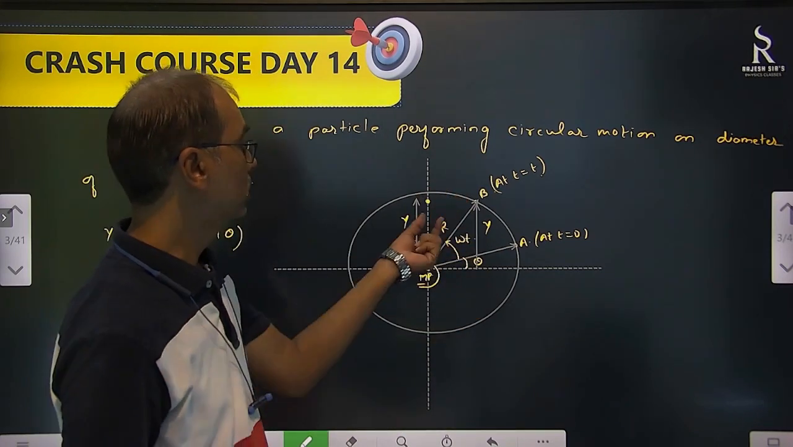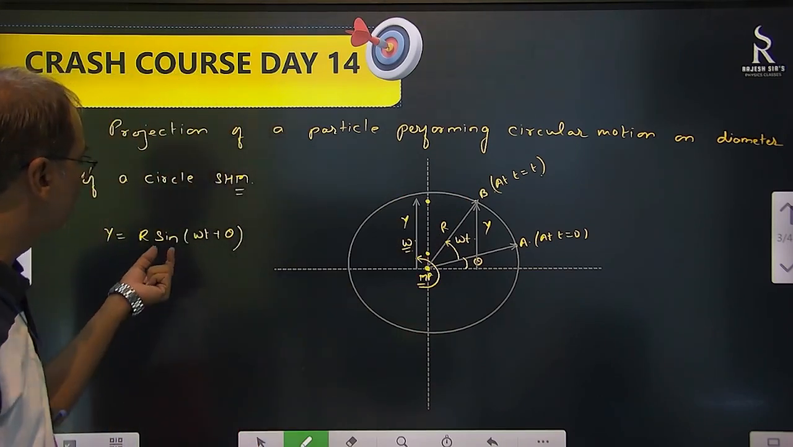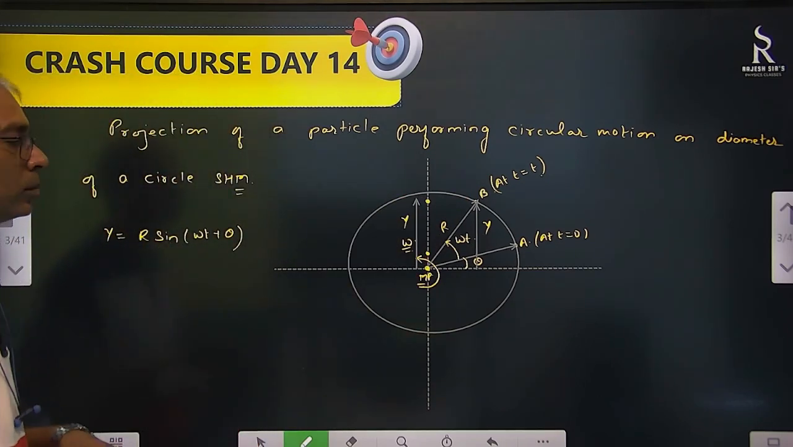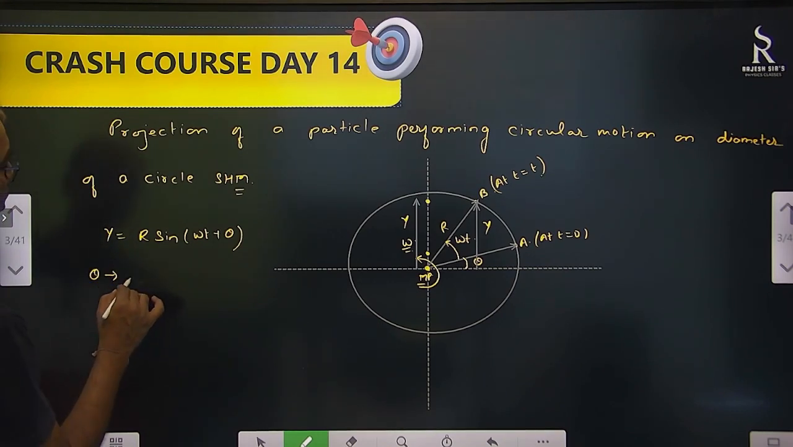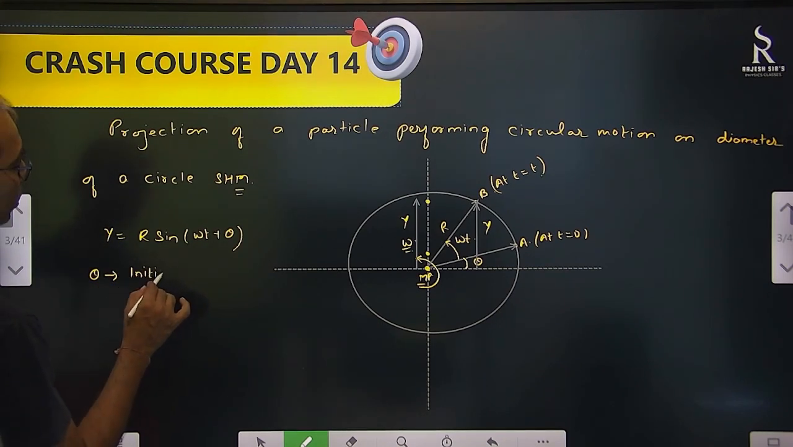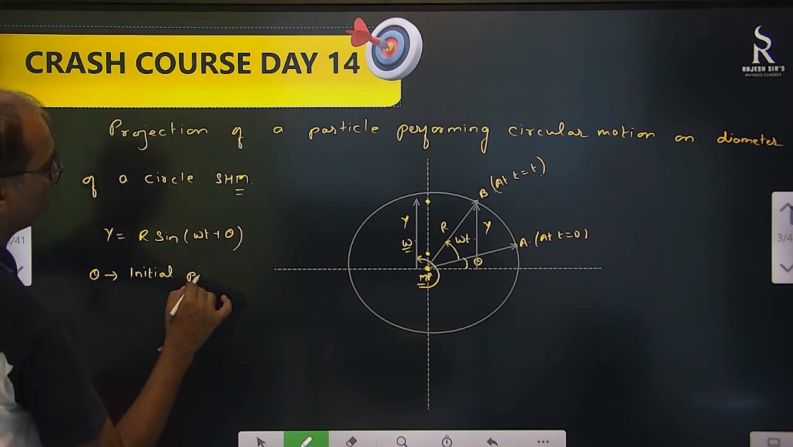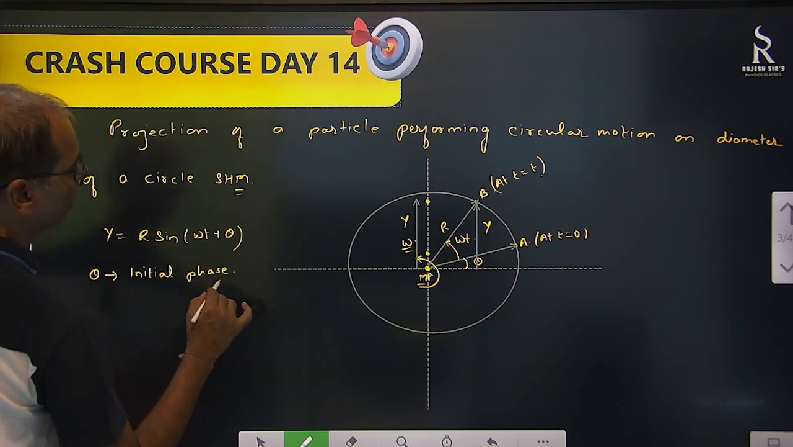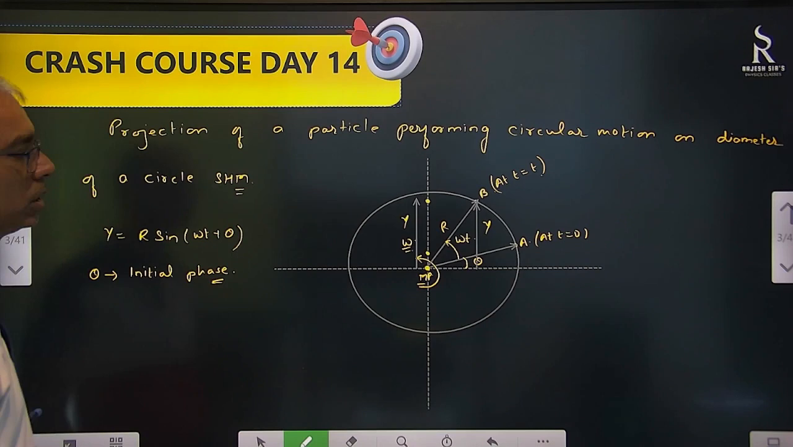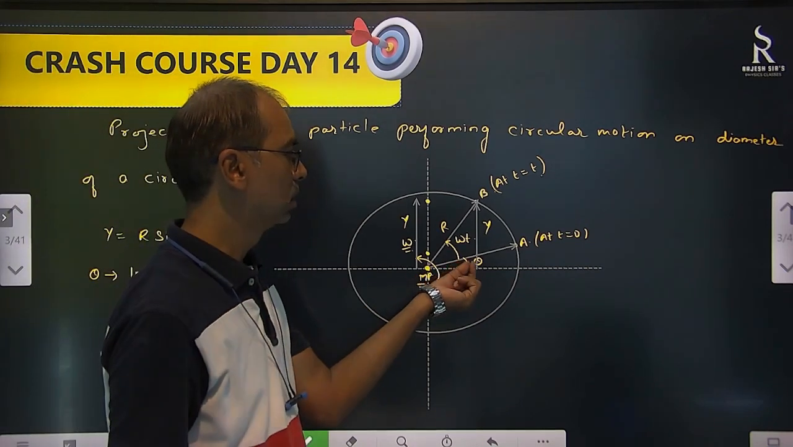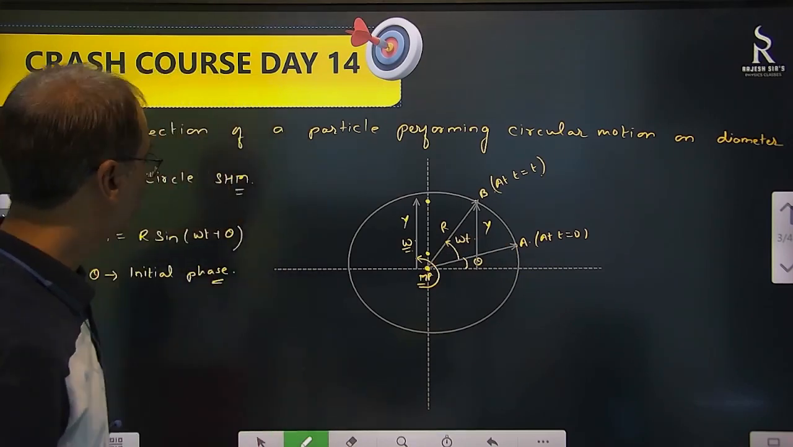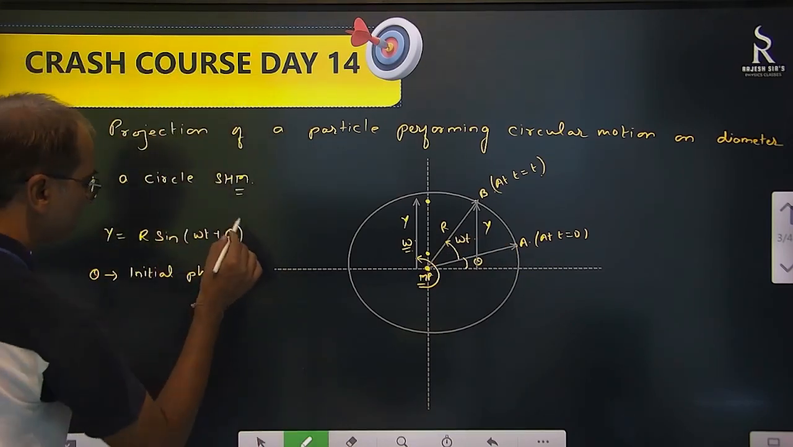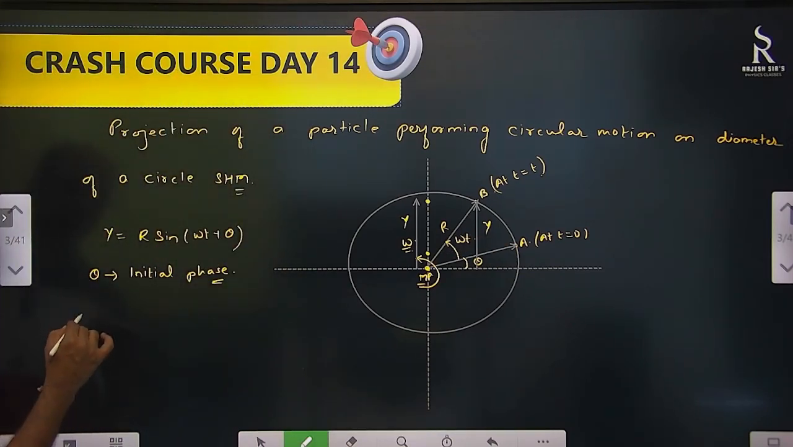So this is the displacement, and you can see that displacement is with a sine function. What is theta here? Theta we call the initial phase, that means the initial angular position of the particle performing circular motion. But in SHM we call this the initial phase of the particle, whereas in circular motion it is called initial angular position. And omega t plus theta total is called the phase of the particle.